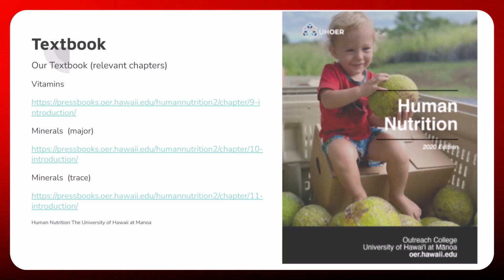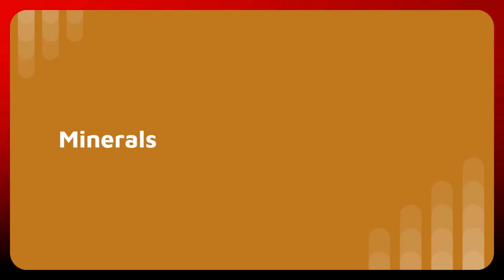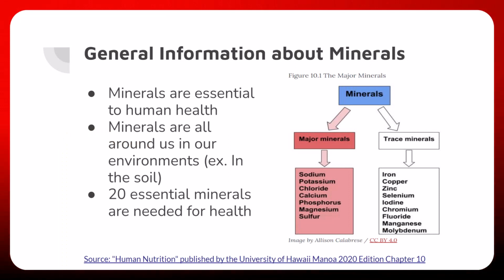So here are the relevant textbook chapters and links to those. There is a chapter on vitamins, a chapter on the major minerals, and a chapter on the trace minerals. Here you can see that the minerals are divided into two groups, the major minerals and the trace minerals. Minerals are essential to human health. Minerals are all around us and in our environment, including the soil. That's a great example of where minerals are located in the environment. There are 20 essential minerals that are needed for health.